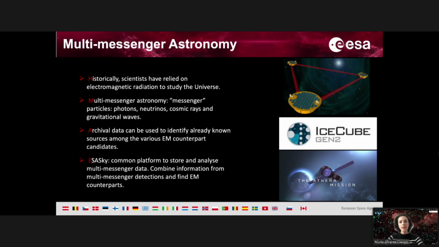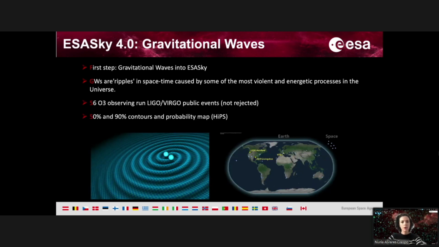So we intend to make ESA Sky a common and useful platform to store and analyze multi-messenger data, making it possible to combine multi-messenger data with electromagnetic data for their study. As a first step, we included gravitational waves in ESA Sky. Gravitational waves are ripples in space-time caused by some of the most violent and energetic processes in the universe, such as collisions of compact objects.